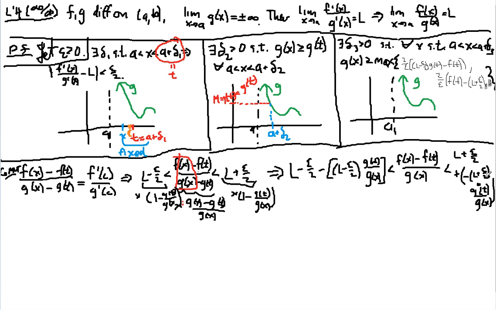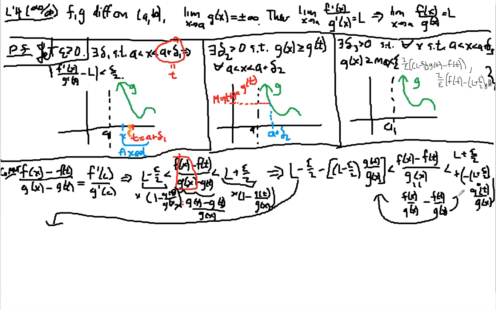Now, here's my basic idea. Let me just simplify this, and then that'll probably be where the podcast ends. But before I do, I'm going to split this up into f of x over g of x, which is what I want in the middle, because I'm going to make this between L plus epsilon and L minus epsilon, minus f of t, remember t is the constant, over g of x. And then I'm going to move this to either side.